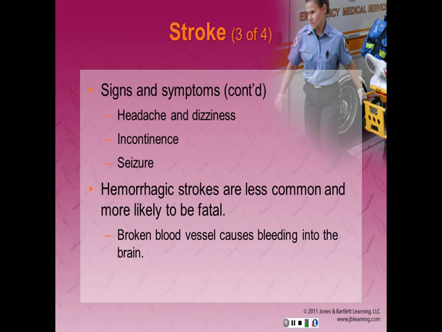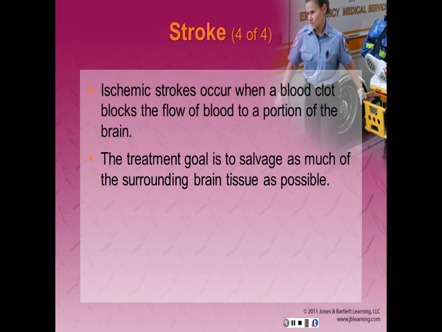Ischemic strokes occur when a blood clot blocks the flow of blood to a portion of the brain. Hemorrhagic strokes, in which a broken blood vessel causes bleeding into the brain, are less common and more likely to be fatal. The treatment goal for ischemic strokes is to salvage as much of the surrounding brain tissue as possible, and determining the onset of the symptoms is vital.